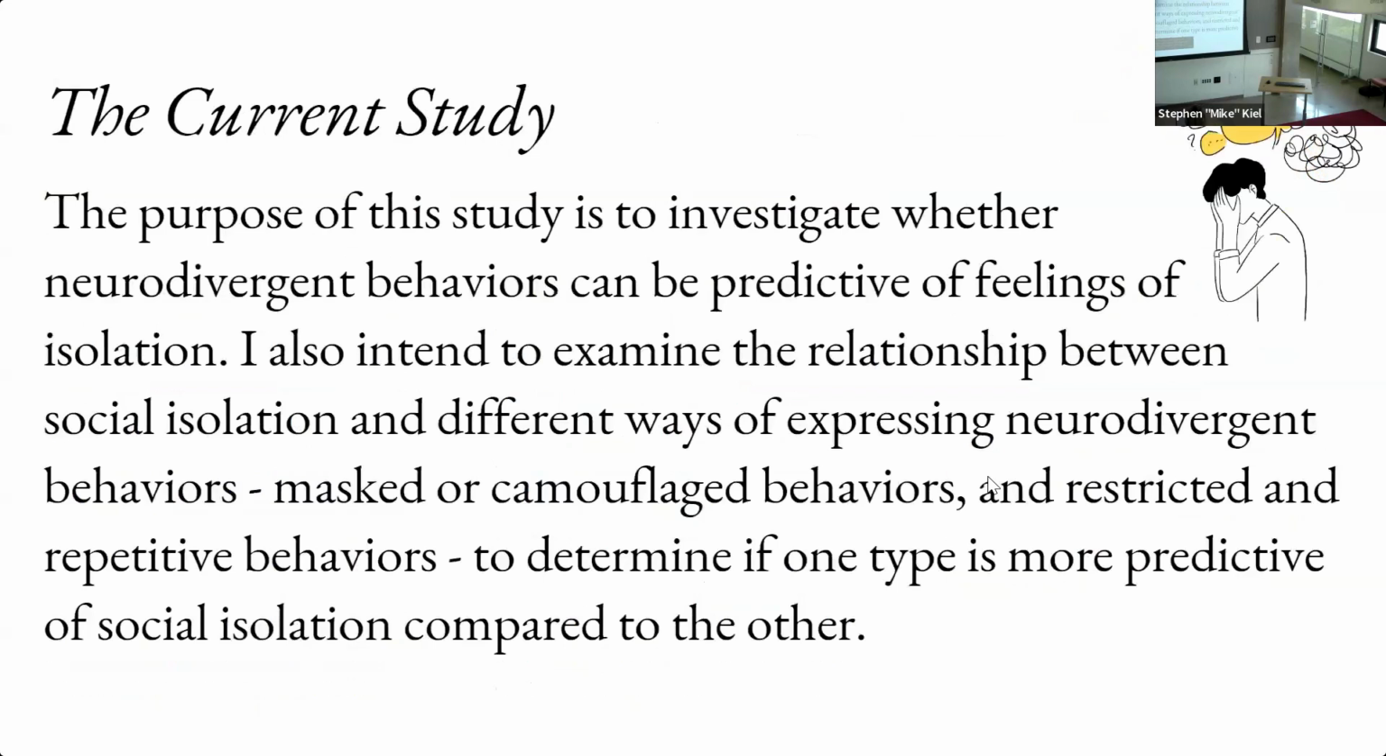neurodivergent behaviors can be predictive of feelings of isolation. I also intend to examine the relationship between social isolation and different ways of expressing neurodivergent behaviors. So this includes masked or camouflage behaviors. This is when you mask your neurodivergent behaviors to present yourself as neurotypical, and restricted and repetitive behaviors, to determine if one type is more predictive of social isolation compared to the other.